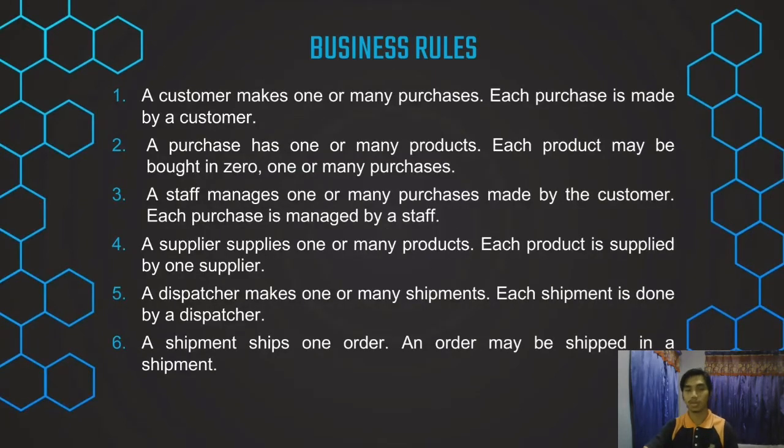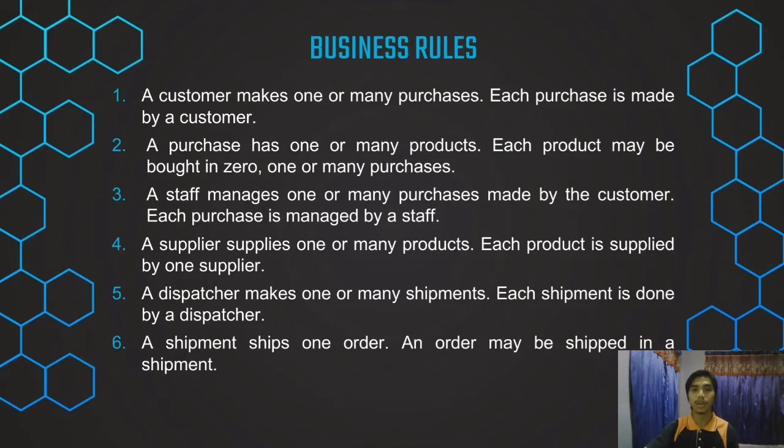Moving to business rules. 1. Customer makes one or many purchases. Each purchase is made by a customer. 2. A purchase has one or many products. Each product may be bought in 0, 1 or many purchases. 3. A staff manages one or many purchases made by the customer. Each purchase is managed by a staff.